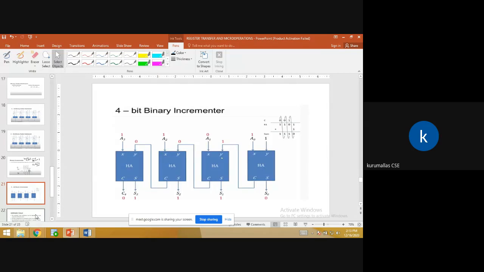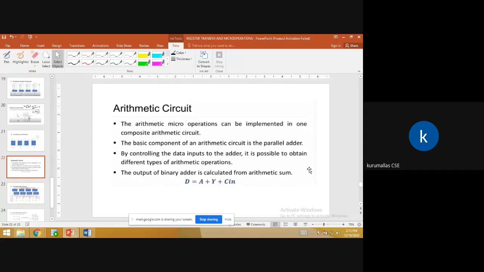Now we will see what the arithmetic circuit is for performing all these 7 operations. What are the 7 operations? We know that increment, addition, subtraction, and complement operations are there, different types of arithmetic operations. We have around 7 micro operations. Here, the arithmetic micro operations can be implemented in one composite arithmetic circuit. So next we are taking one circuit, by using which we can perform all these 7 arithmetic operations. The basic component of an arithmetic circuit is the parallel adder.